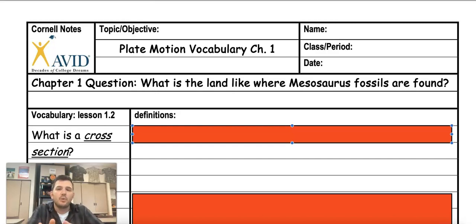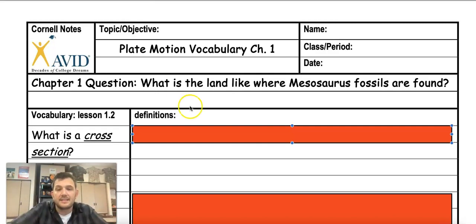This vocabulary will be used throughout the unit, so it's important that we get it down so you know what we're talking about when we have readings and conversations and labs over the next few weeks. So the first thing is chapter 1, we're going to start with this question. What is the land like where Mesosaurus fossils are found? So there's going to be a few words. We're going to talk about cross-sections and how earthquakes and plate motion and all of that stuff. So let's start with the cross-section.